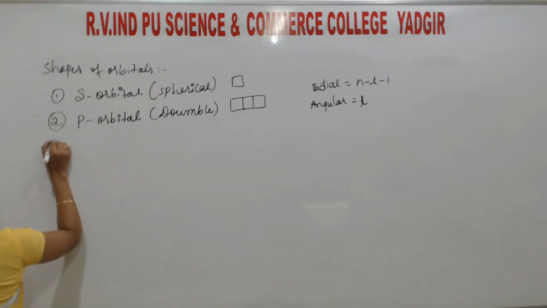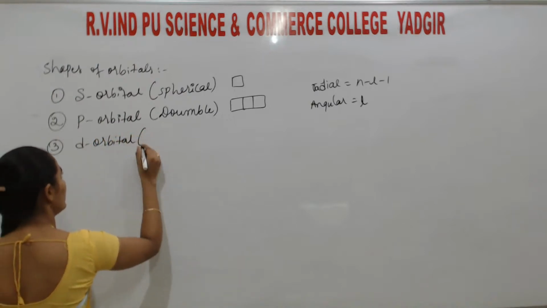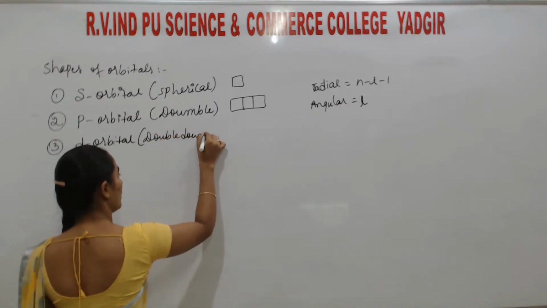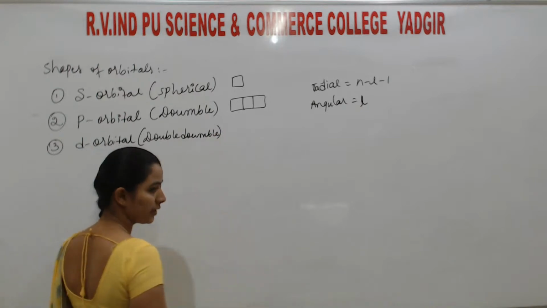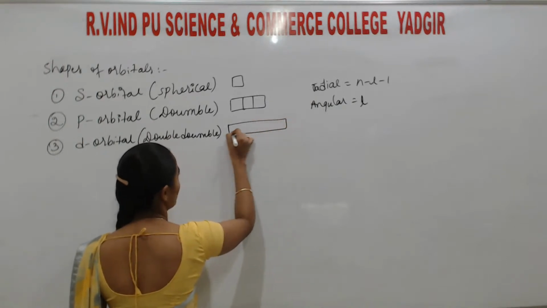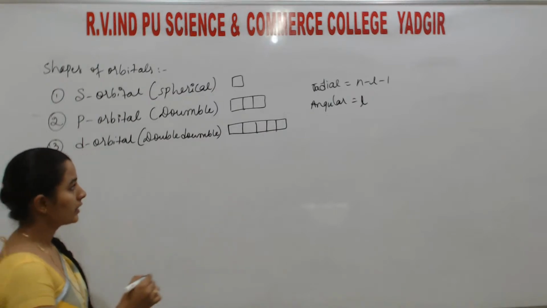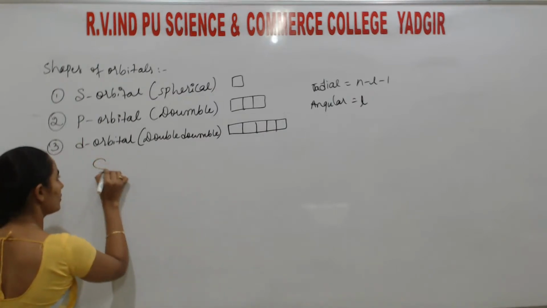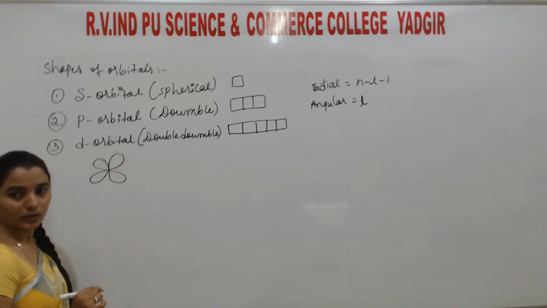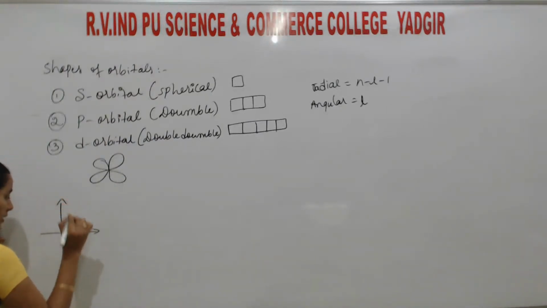Next one is what? Yes, d orbital. What is the shape of d orbital? Yes, double dumbbell. How many d orbitals do you take? How many? 5. Okay. So what are those 5? Listen, the shape of this d orbital is like this, double dumbbell. Okay. So students, here I consider again the different planes.